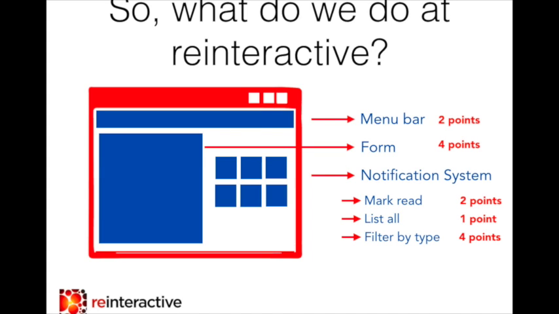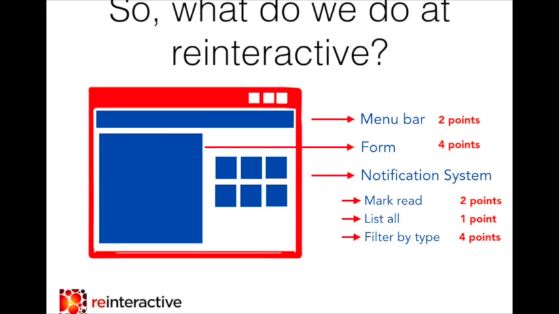So as I mentioned, at Reinteractive, we take features, and a couple of examples here are menu bars or forms, or a whole notification system, and we then break those features down and assign points to them.